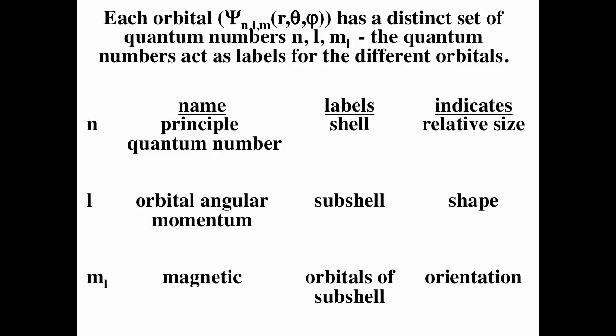l is called the azimuthal quantum number, also the orbital angular momentum. It labels the subshell, and so what we'll see is that l equals 0 corresponds to the s orbital, l equals 1 corresponds to the p subshell. And it kind of indicates the shape. And so l equals 0 corresponds to a spherical shape, l equals 1 corresponds to a dumbbell shape. m sub l is the magnetic quantum number. It labels the orbitals of a subshell, and it kind of indicates the orientation.